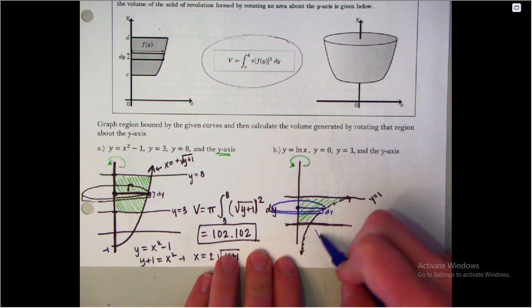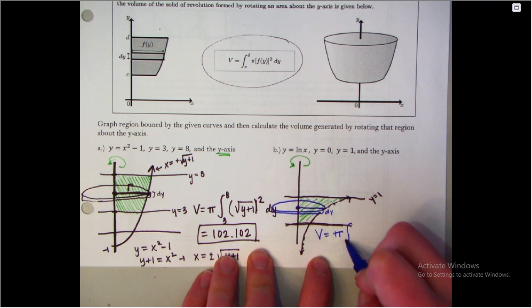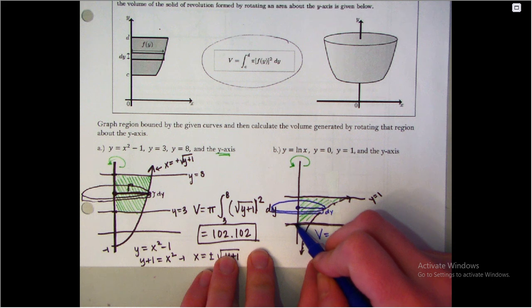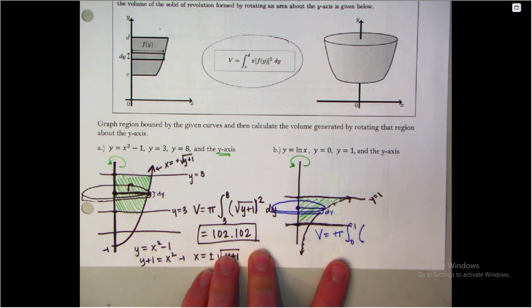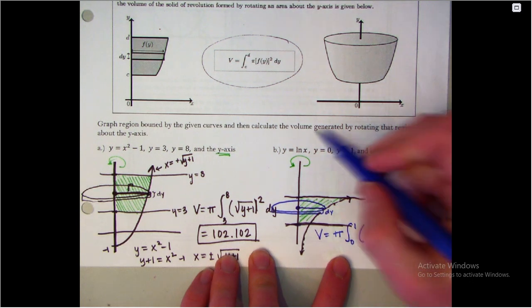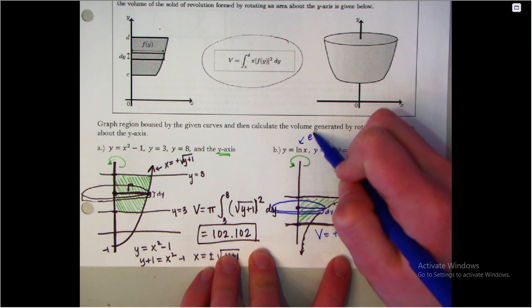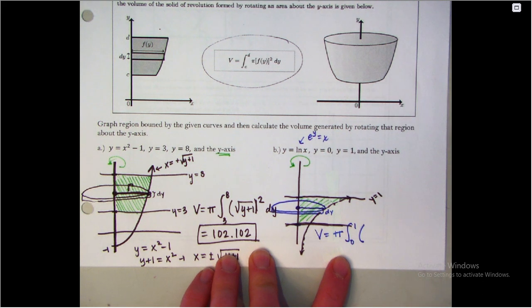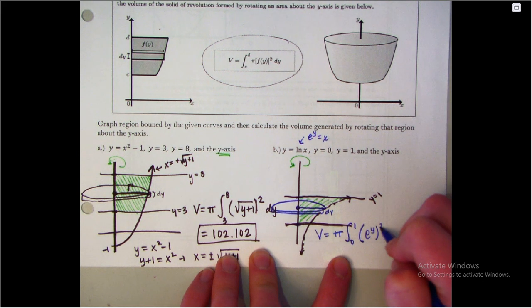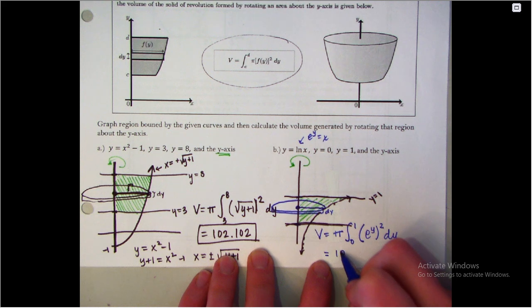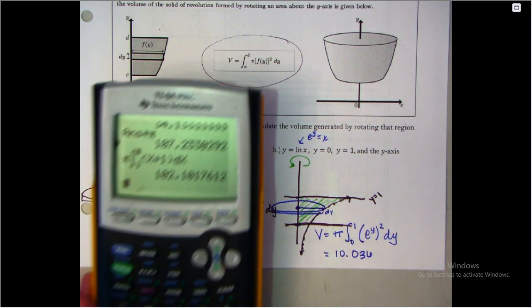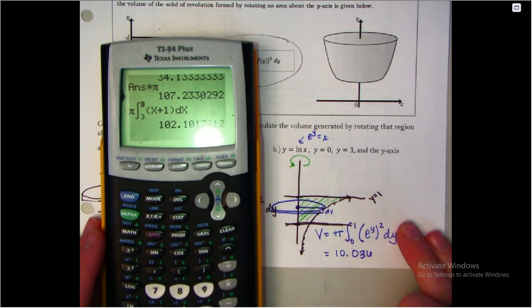So for this one, you should have set up volume equals pi times the integral. We're going from the height of 0 to the height of 1. And we have to express it in terms of x equals. So that would make this one e to the y equal to x. I used exponentials, e to the y squared, and then we have dy. When you type that into your grapher, you should be getting 10.036.